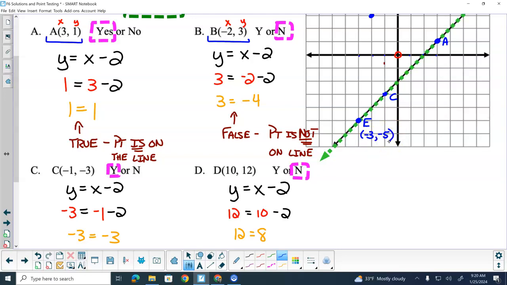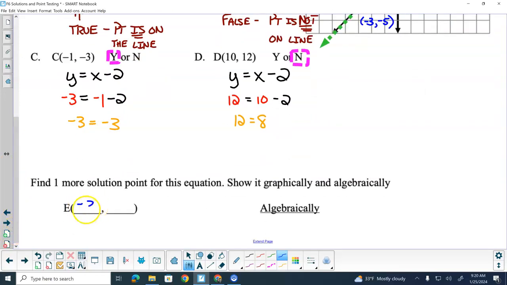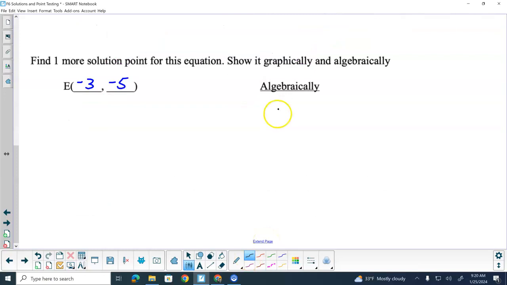Yours doesn't have to be there. It could be any other point as long as it's on that line. So I'm going to choose negative 3, negative 5, and then I know it is because I picked it on there, but then algebraically to show it, y equals x minus 2 was my equation. Negative 5 equals negative 3 minus 2, then I get negative 5 equals negative 5. Checks out.